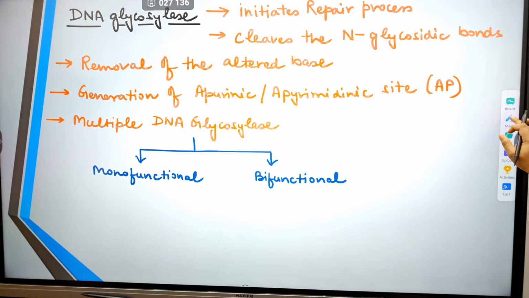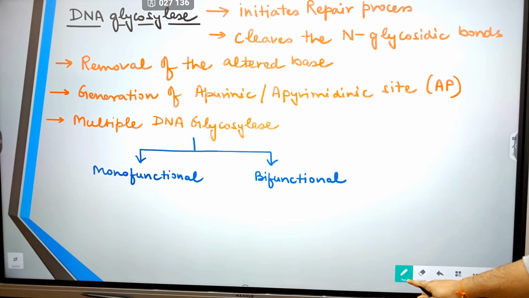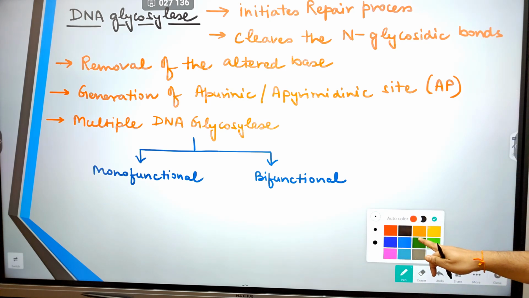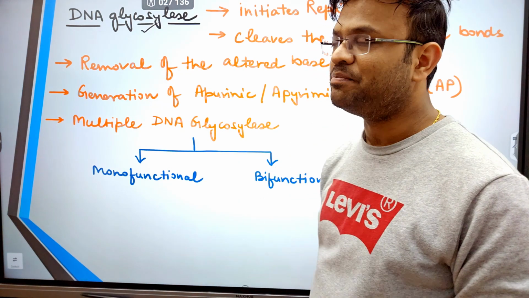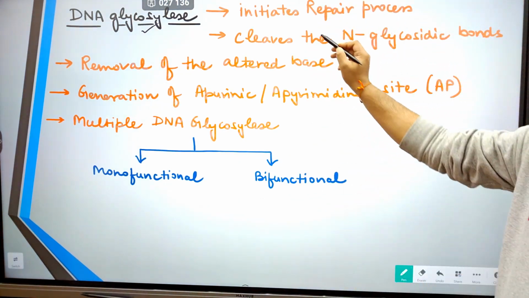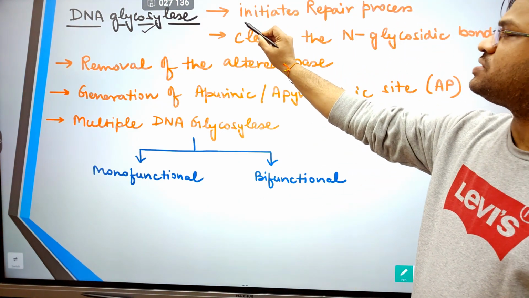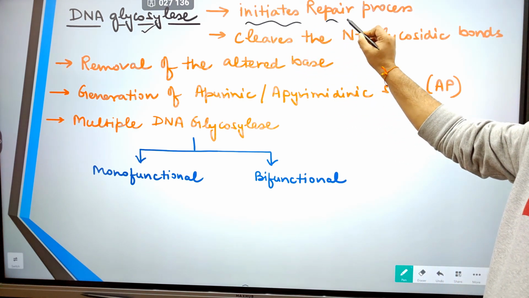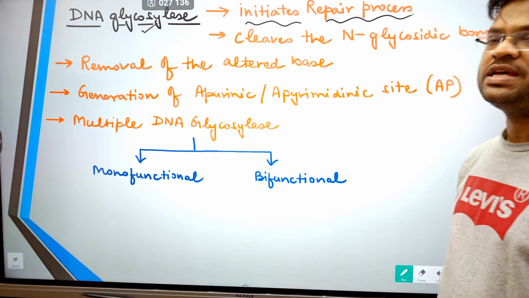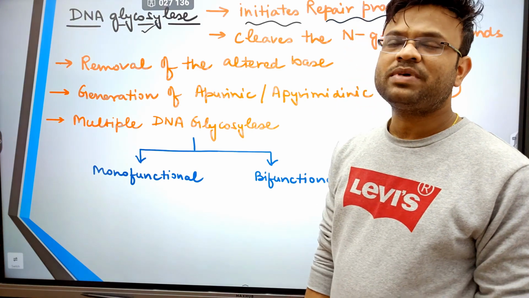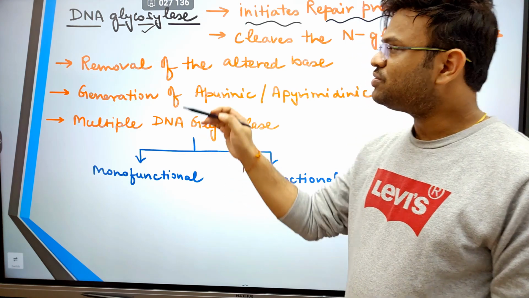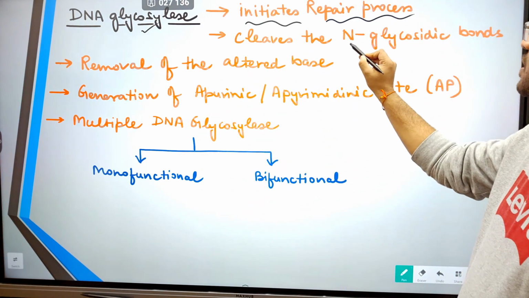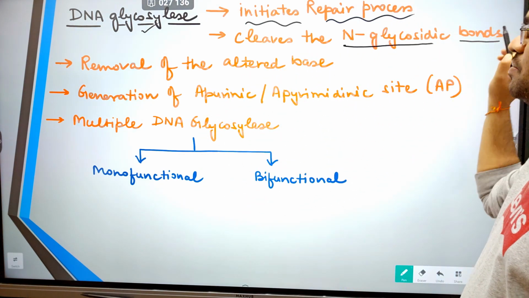Now, the first enzyme that I would want to talk about over here that is used in this case is the DNA glycosylase enzyme. Now remember this, it is of great importance. DNA glycosylase initiates the repair process. That means this is the first enzyme that you would observe in base excision repair. Now what do you mean by glycosylase? Of course, you would now remember that glycosylase will cleave the N-glycosidic bonds.